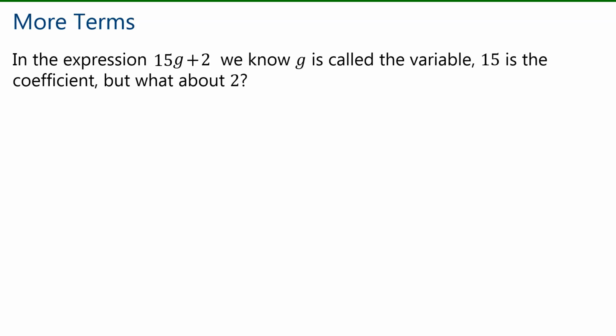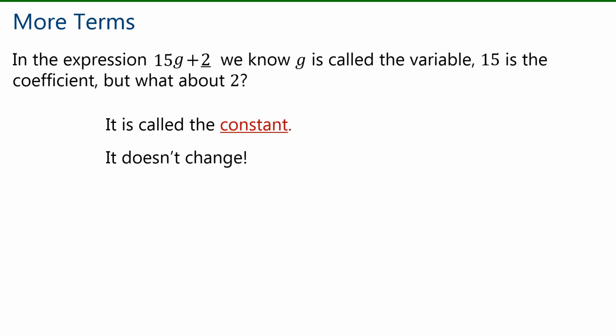Now I got another definition here. This says, in the expression 15g plus 2, we know that g is the variable, 15 is the numerical coefficient, but what is the 2 called? Well, that is called the constant, meaning it doesn't change. So it doesn't have a variable attached to it. It's just a number all on its own.